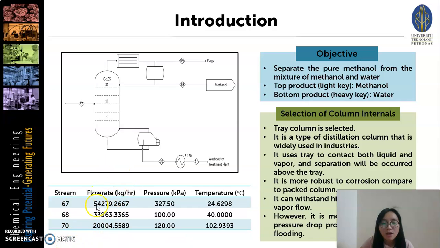For the operating conditions, the feed that consists of a mixture of water and methanol enters the column at 327 kPa and 25 degrees Celsius with a flow rate of 54,279 kg per hour. The top product, methanol, has a temperature of 40 degrees Celsius and pressure of 100 kPa, while the bottom product, water, has a temperature of 103 degrees Celsius and pressure of 120 kPa.